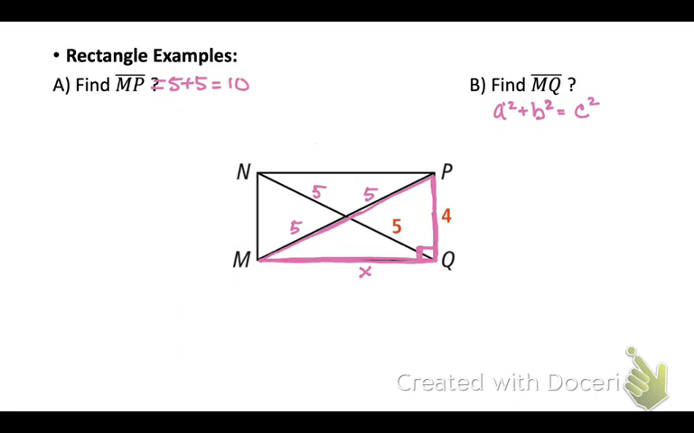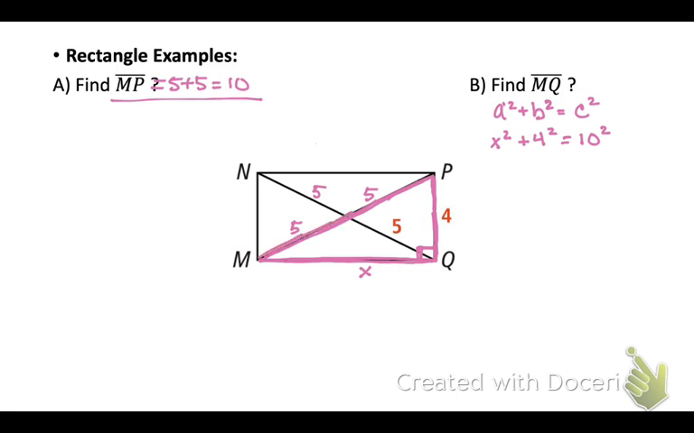Okay, so we're going to call this one x squared plus, what's the other leg? 4. So 4 squared. And the hypotenuse is 10. Oh, 10 squared. Yes. Because it's 2 5s. You just found the hypotenuse, did you not? Yep.